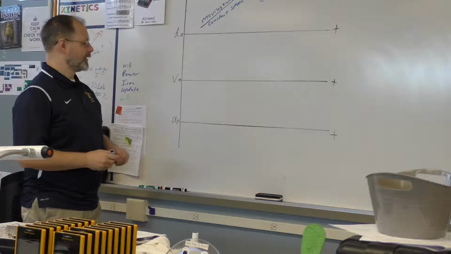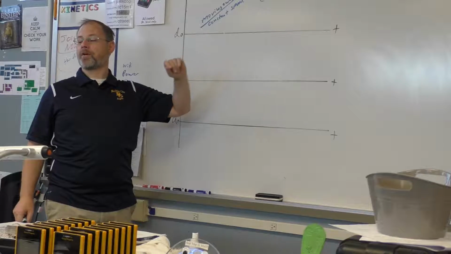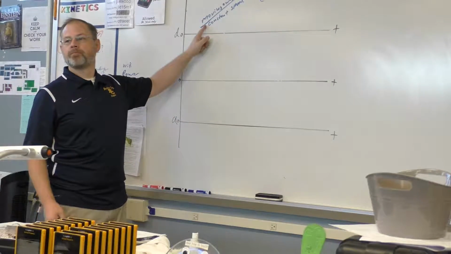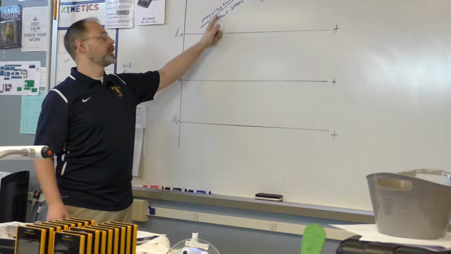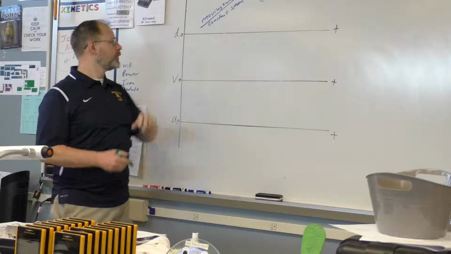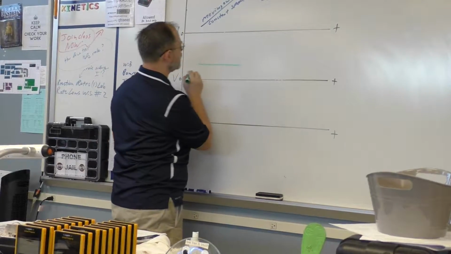Because the slope of the distance time curve is velocity. What's the slope here? Start a number. Two. What's the slope here? Two. Then wouldn't it make sense that everywhere where that slope is 2, the velocity should just be 2?